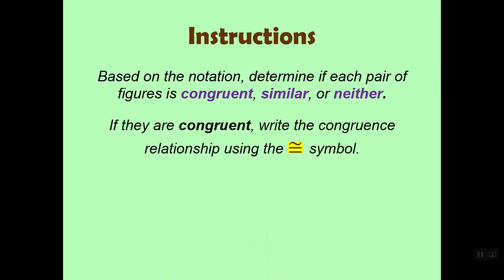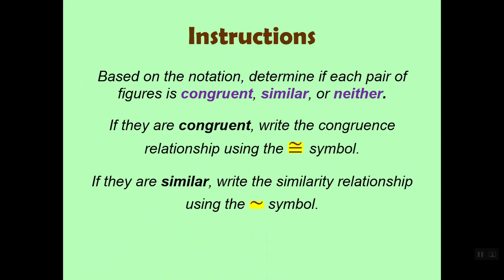If the pair are congruent, then we're going to write the congruence relationship using the congruent symbol. If they're similar, we're going to write the similarity relationship using the similar symbol. If they're neither one, we're going to write neither.